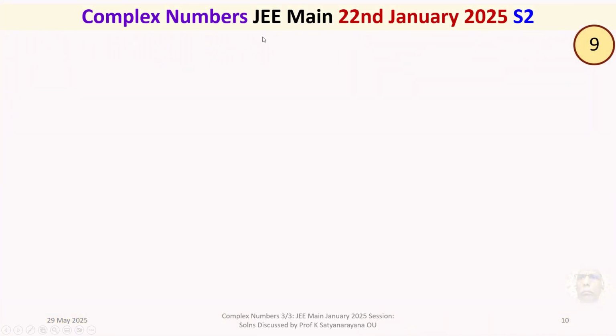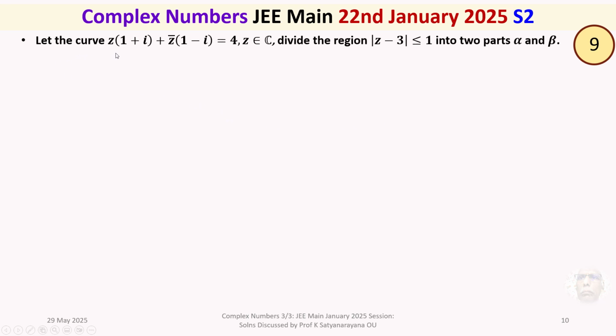Right. This question has appeared in the JEE Main exam held on 22nd January 2025 in the second shift. The given problem is: let the curve z(1 + i) + z̄(1 − i) = 4, where z belongs to the set of complex numbers C, divide the region |z − 3| ≤ 1 into two parts, alpha and beta. Then |alpha − beta| equals, we are given 4 options.